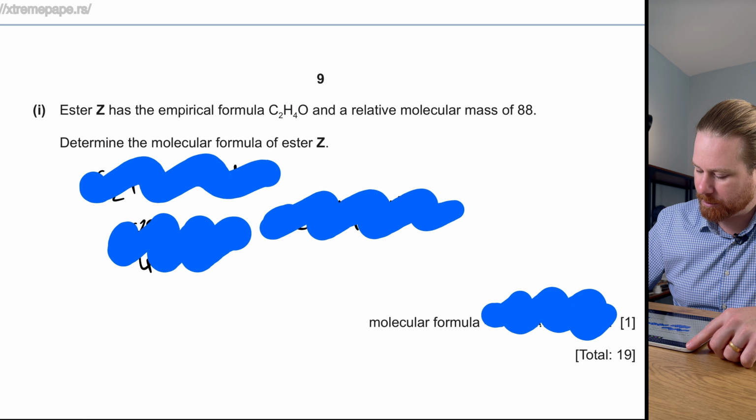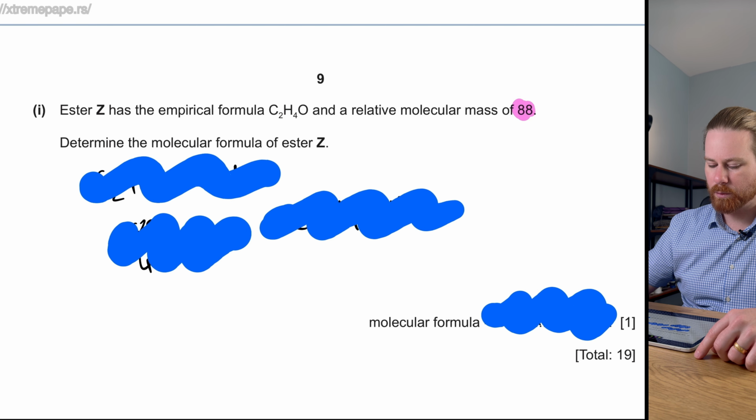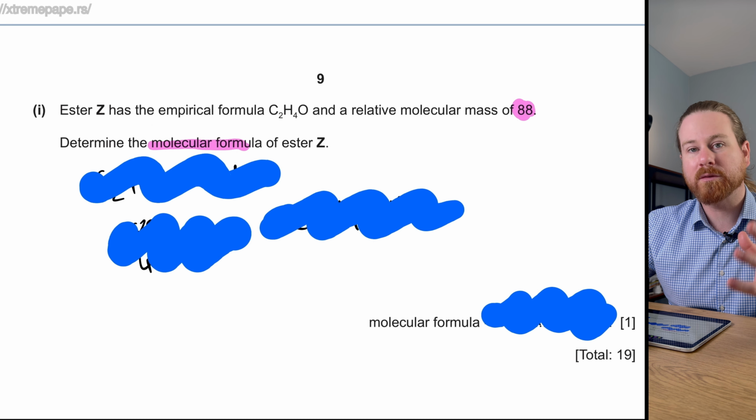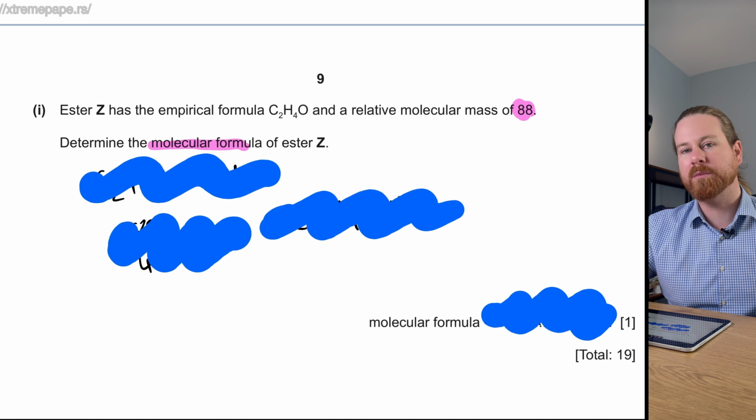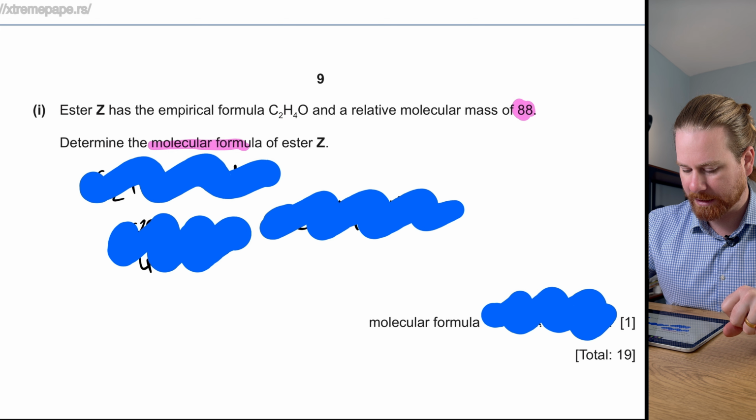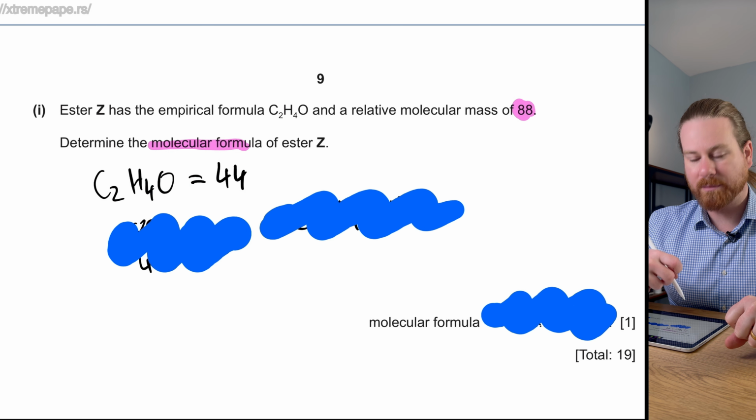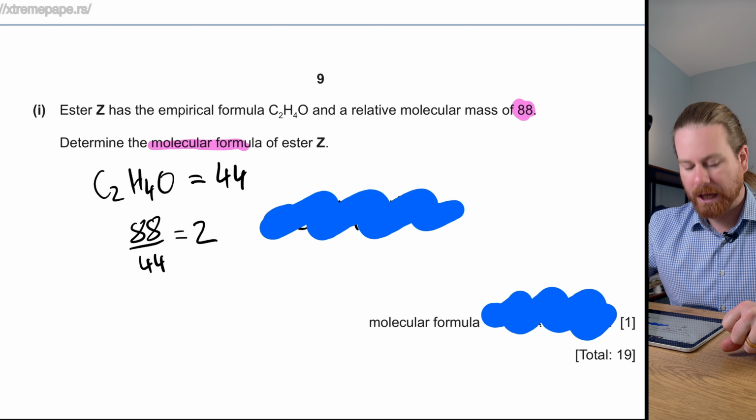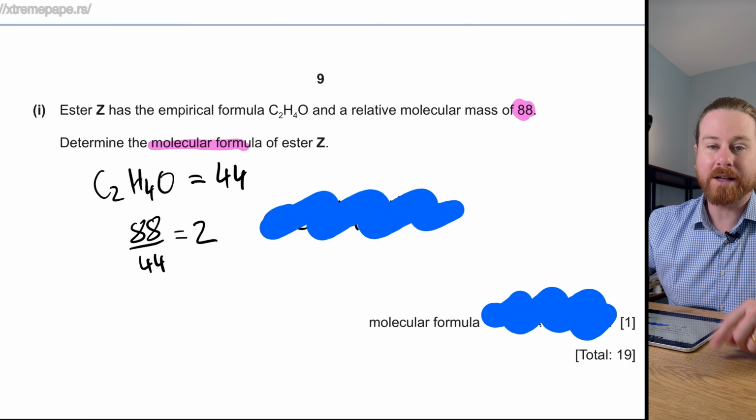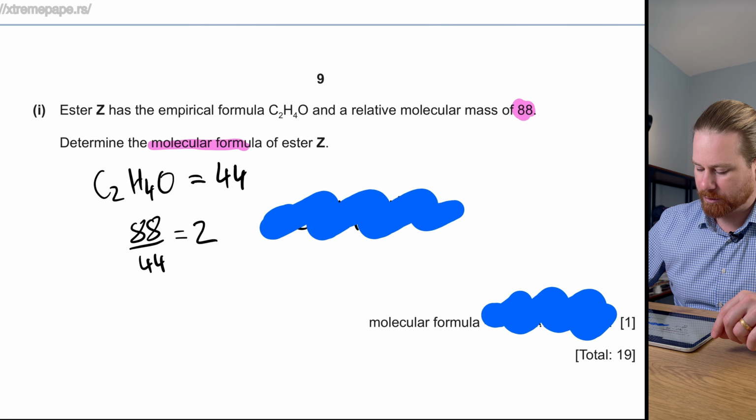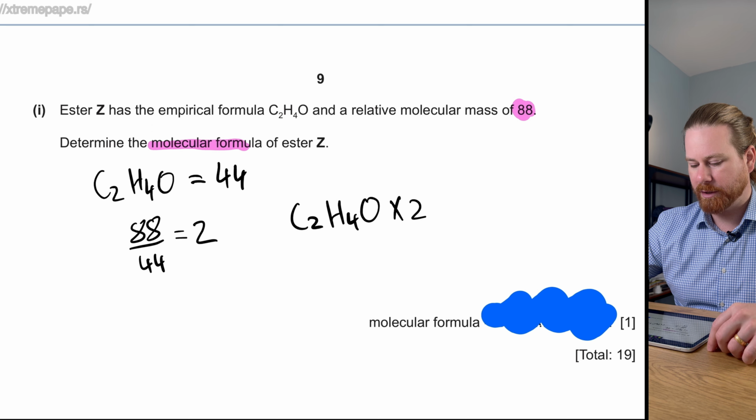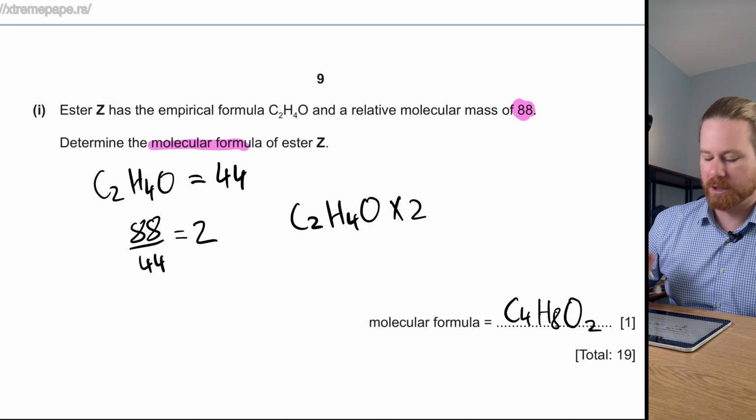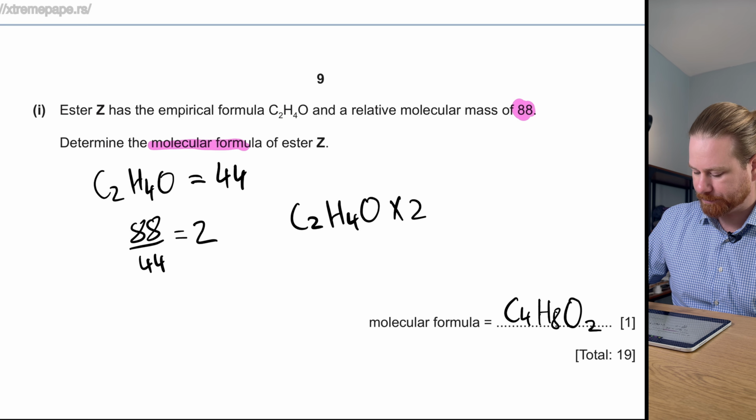We know the empirical formula. We now have the molecular mass. So what is its molecular formula? To figure out the molecular formula, you need to see how many empirical formulas fit into the molecular formula. So what is the mass of the empirical formula? Well, it's 44. How many times does 44 go into 88? It goes in twice. So we have here 2 lots of the empirical formula. So our molecular formula is the empirical formula multiplied by 2.